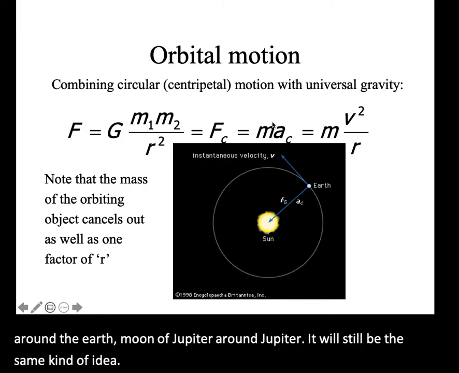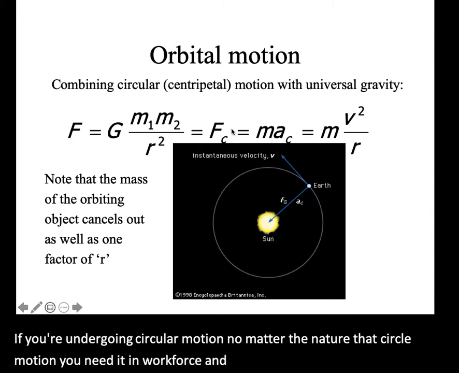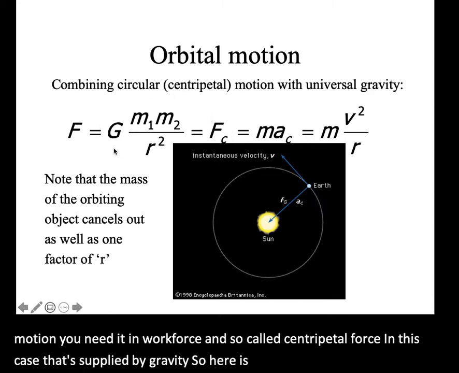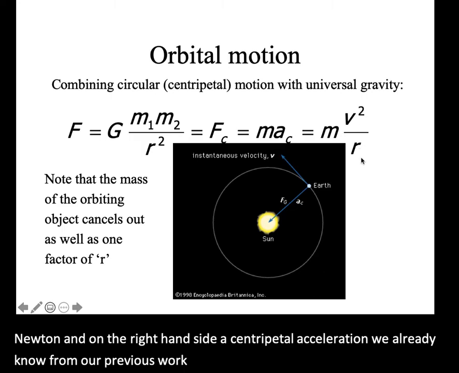If you're undergoing circular motion, no matter the nature of that circular motion, you need an inward force, a so-called centripetal force. In this case, that's supplied by gravity. So here is universal gravity, according to Newton. And on the right-hand side, a centripetal acceleration, we already know from our previous work, is replaced by your speed squared over r, right?